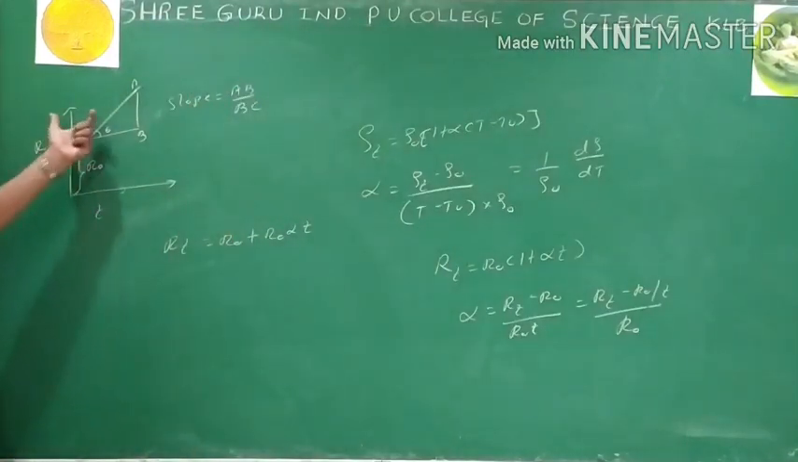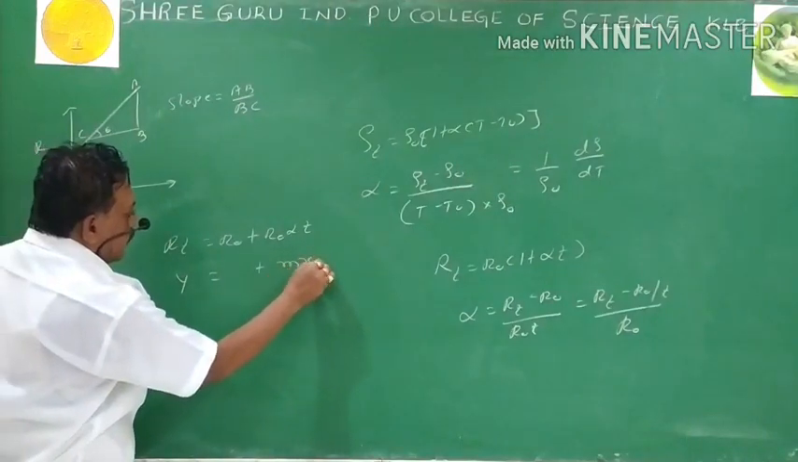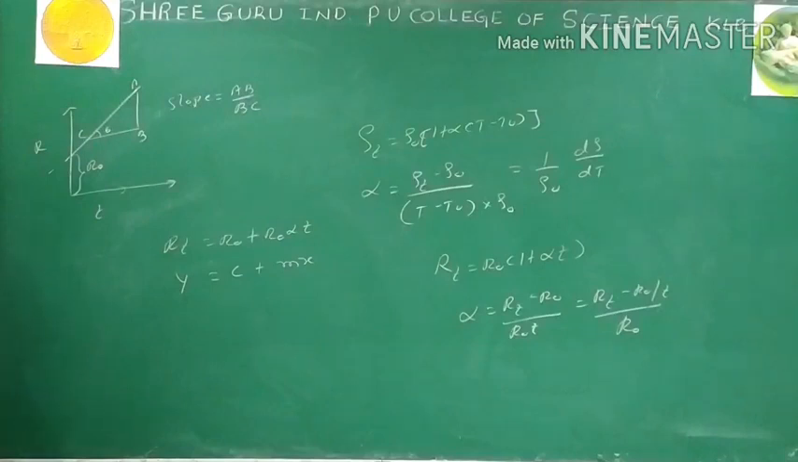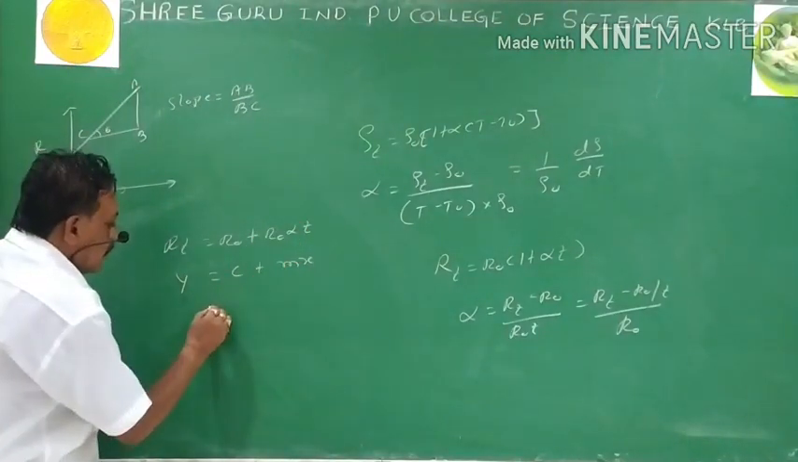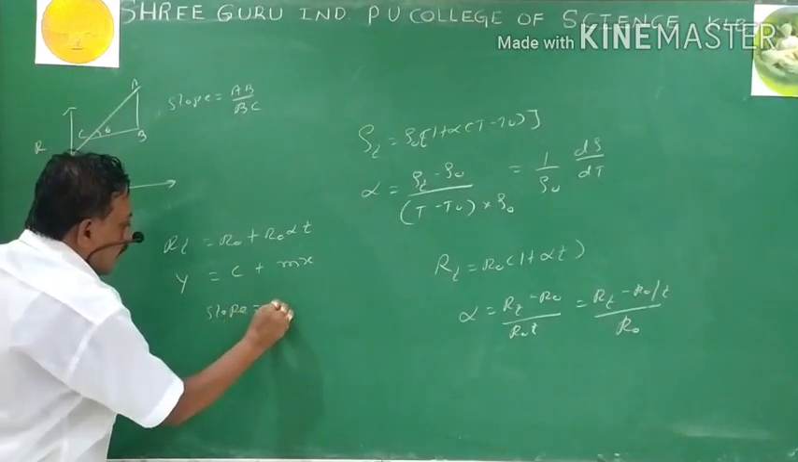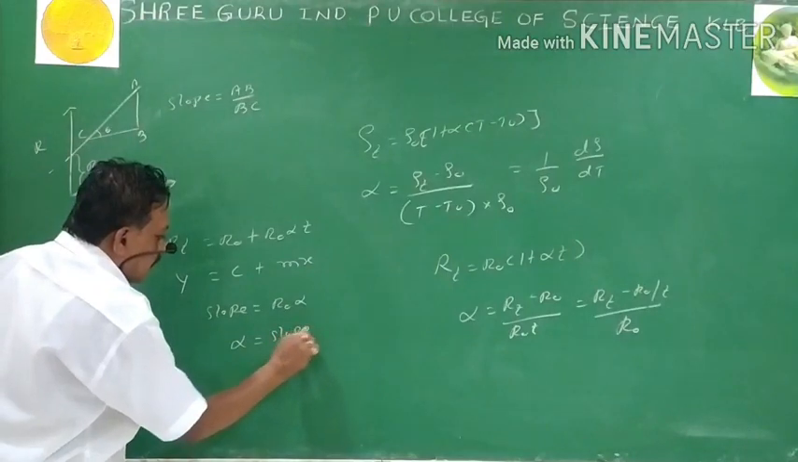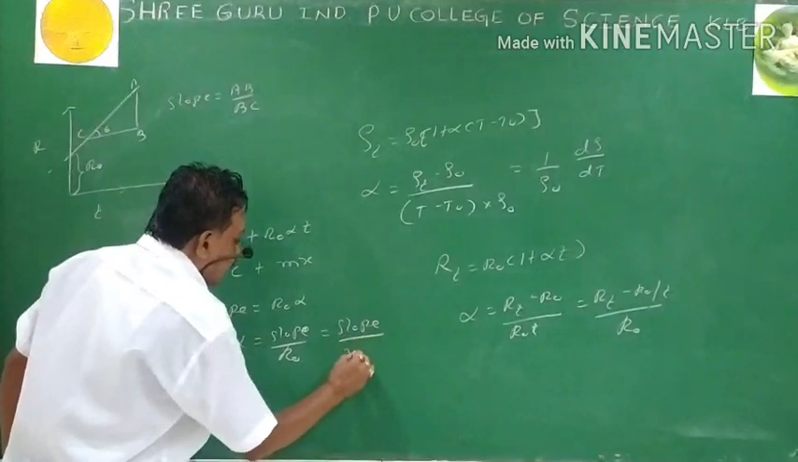Now I go for the equation of the straight line: y equals mx plus c. Now c is the y-intercept, that is R naught. M is the slope here. X is the variation of the temperature T. Then slope equals R naught alpha. Alpha equals slope by R naught, that is, slope by y-intercept.